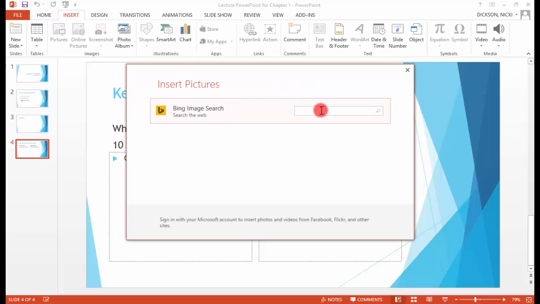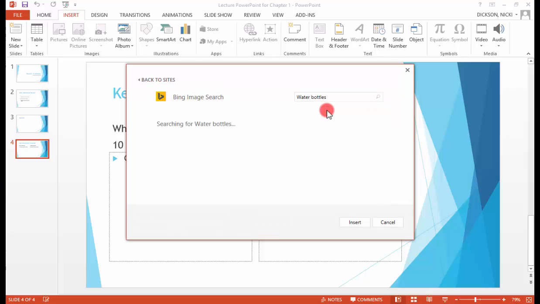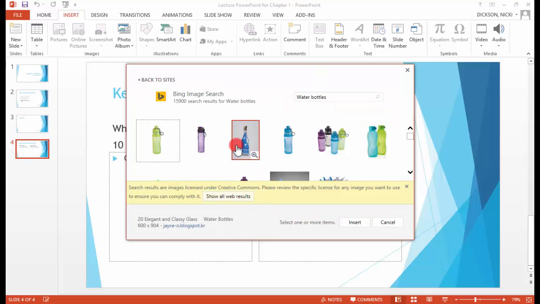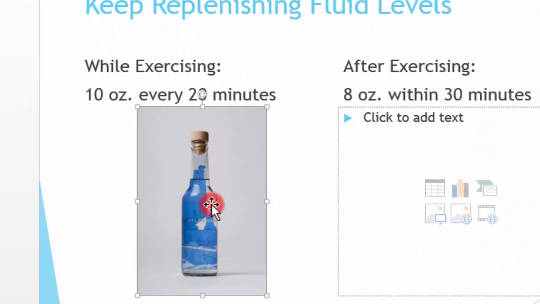Okay, so now we want to look up water bottles. Click enter, and then we are going to select an image that we would like. So we're going to choose that one, click insert, and notice that it puts it in our content placeholder.